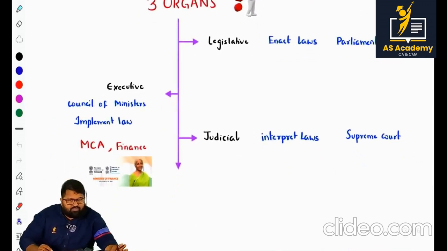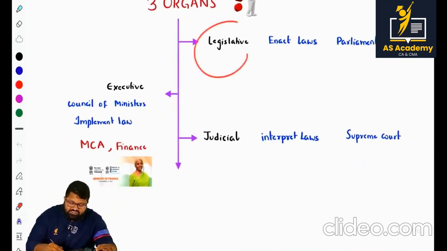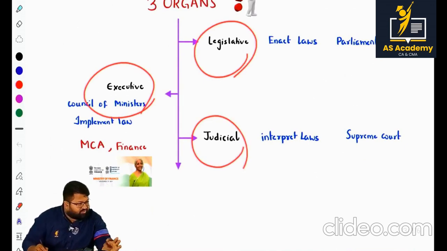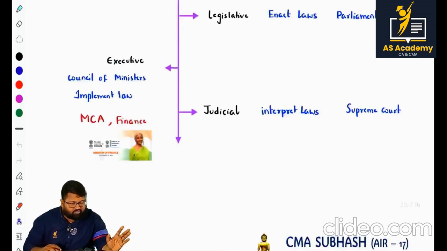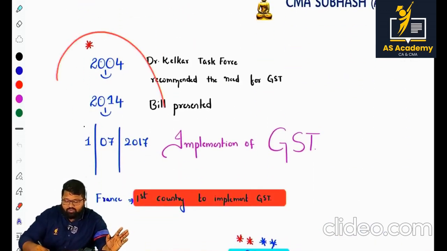What are the organs there? Three organs. What are the three organs? Legislative, executive, judicial, and the fourth organ is the newspaper. Basically four. Next, what are those three important dates?